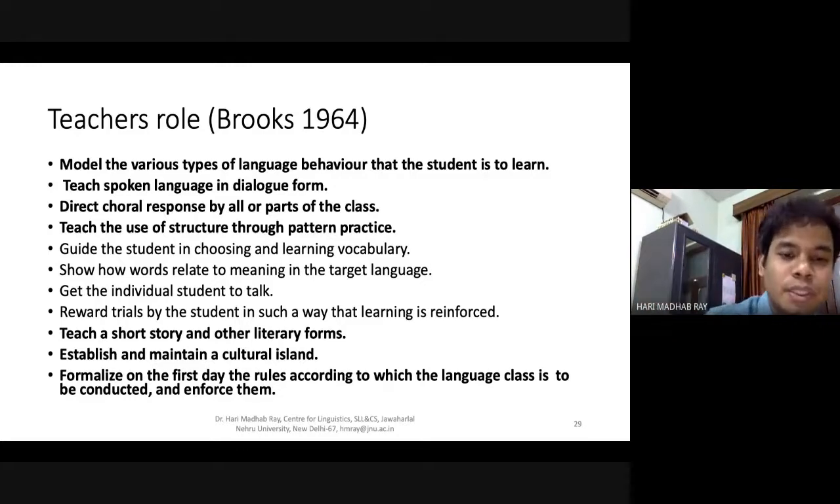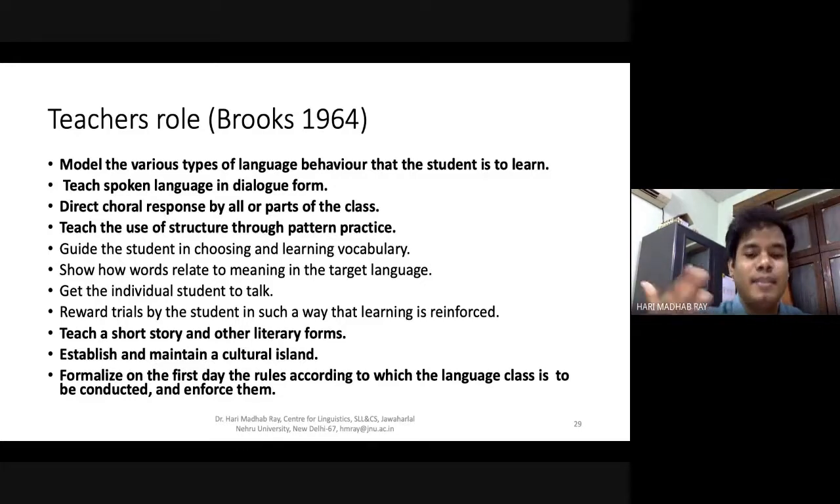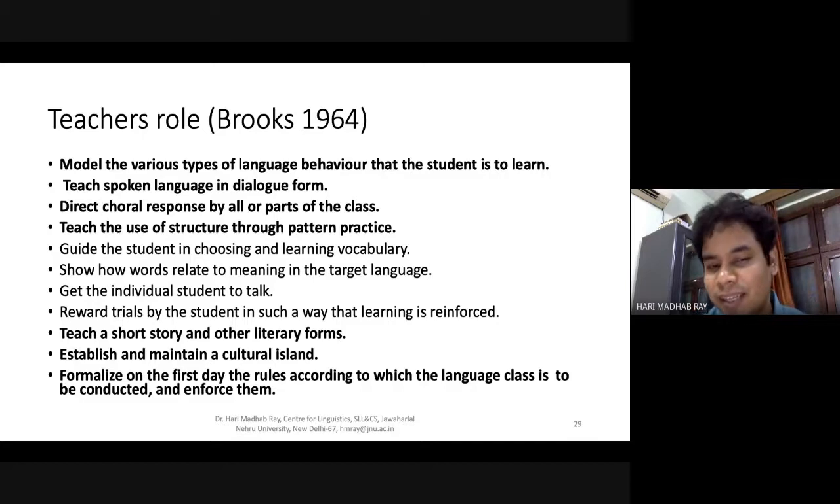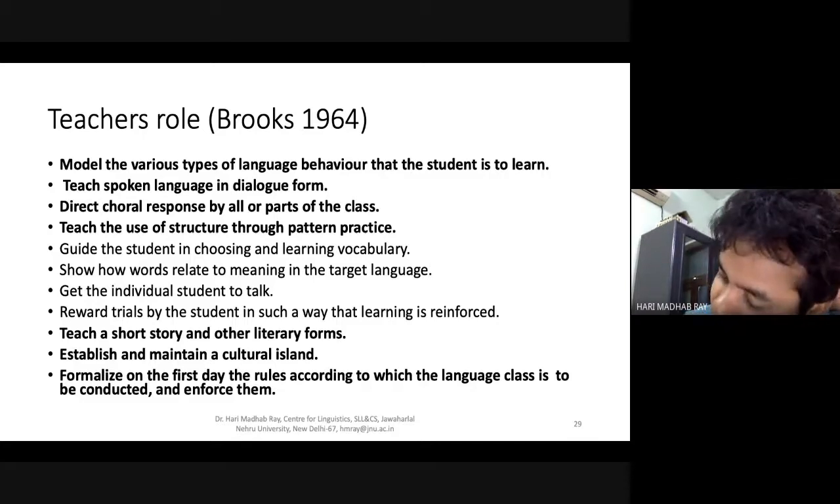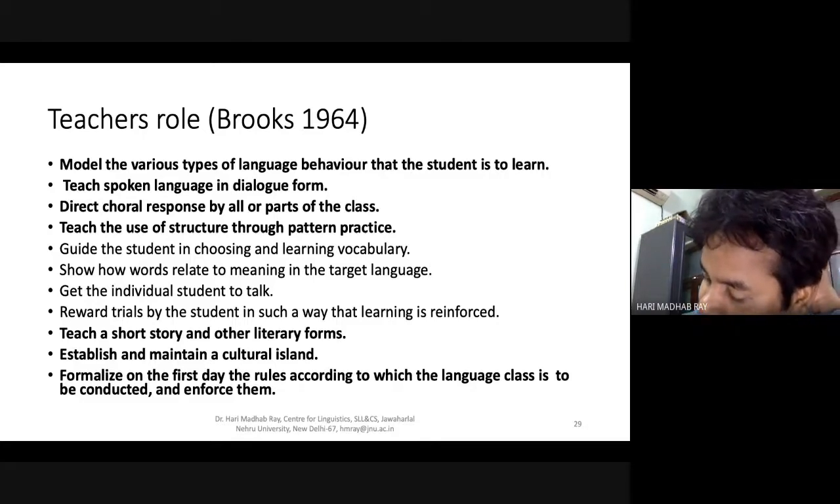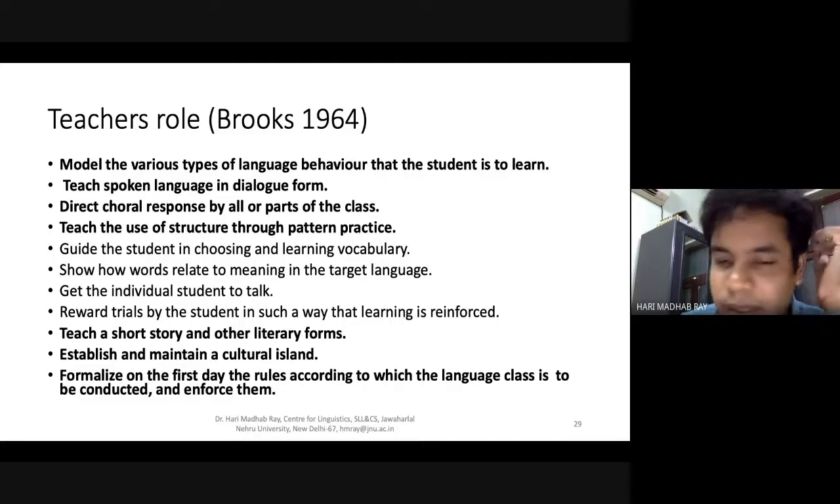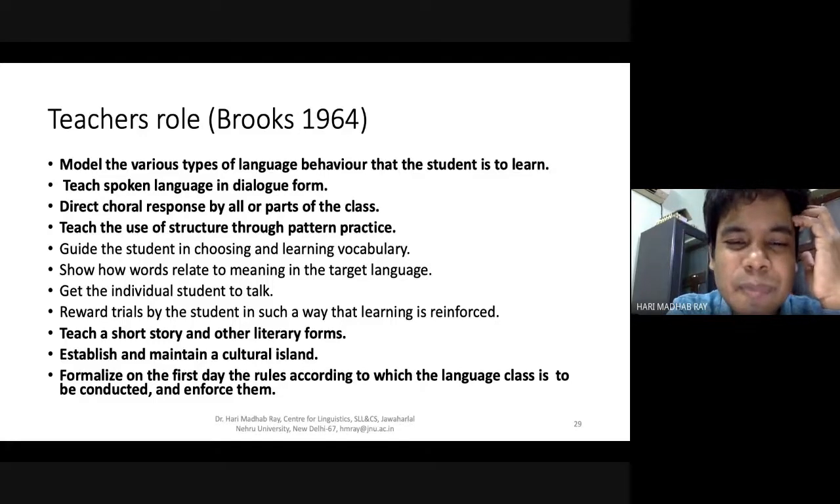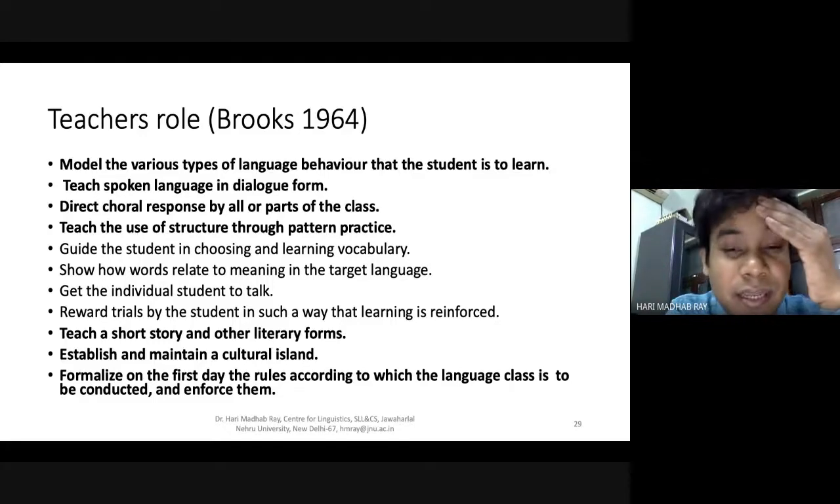So teachers do teach a short story, establishing and maintaining a cultural island. It's very difficult to maintain a cultural island, but they try to do it. That's the reason you will see, especially in different schools, let's say CBSE, Delhi Public Schools, and many English medium schools, they try to maintain a cultural island, but nowadays it has changed.